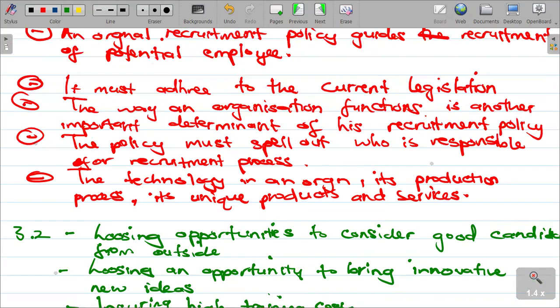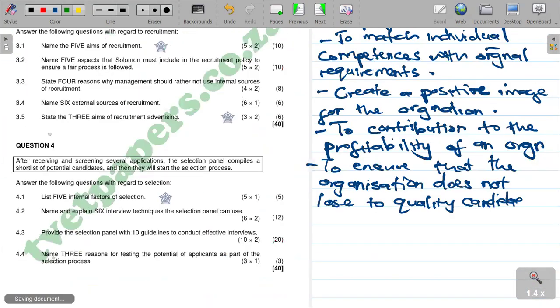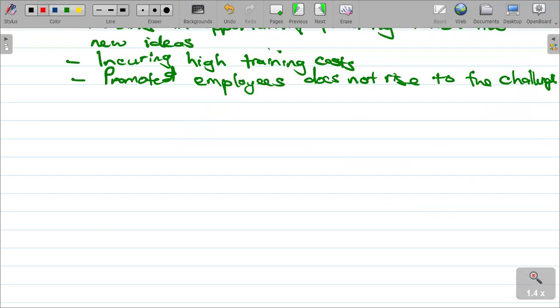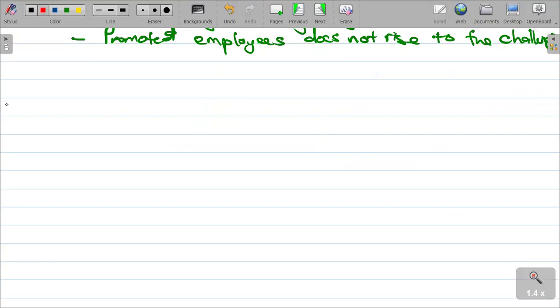Right. So let's move on to question 3.4. Name 6 external sources of recruitment. So we're going to list 6 external sources of recruitment. External, we need to say outside the organization. External recruitment is when it recruits outside the organization. We have what we call walk-ins. Those people who walk in to seek employment. And it happens that there is a vacancy.